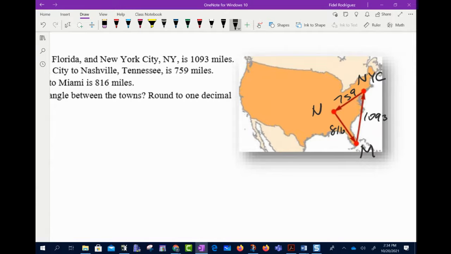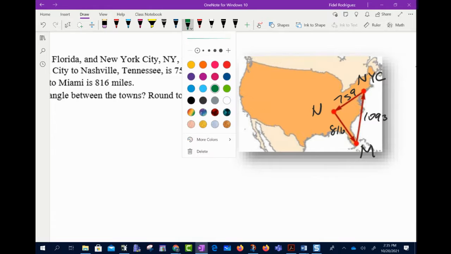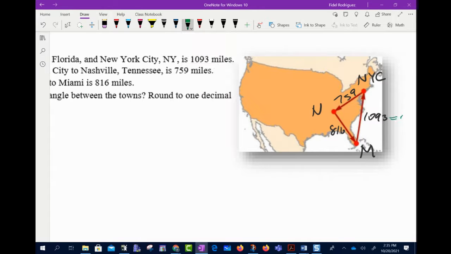Okay, so what we're going to do, y'all, we're going to start finding those angles, okay? So I'll tell you what, let's call this side little n. Let's call this side here little m. And let's call that little side there NYC. Okay. Just using the kind of the Law of Cosines idea.